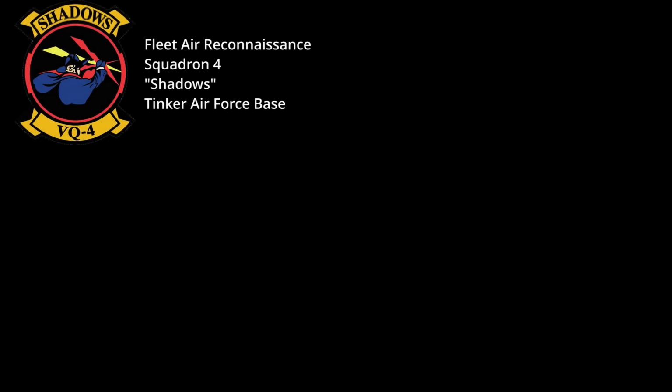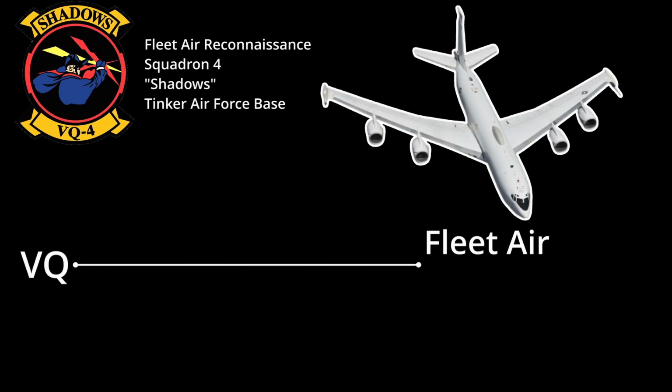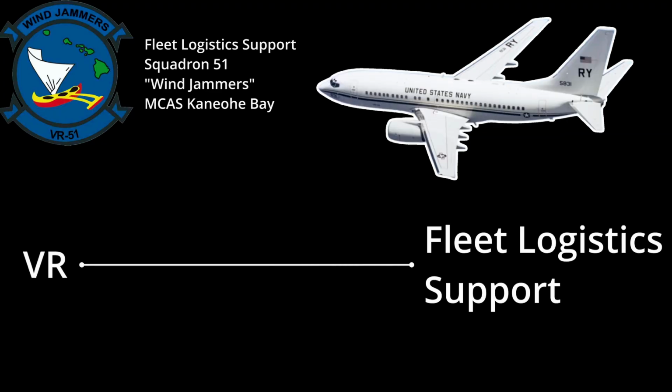The Shadows fly the Boeing E-6B Mercury at Tinker Air Force Base. Their designation VQ are fixed-wing aircraft that provide reconnaissance, giving them the designation of a Fleet Air Reconnaissance Squadron. The Windjammers provide fleet logistics support using C-40A Clippers, V standing for fixed-wing aircraft and R for logistics, giving them that full designation.